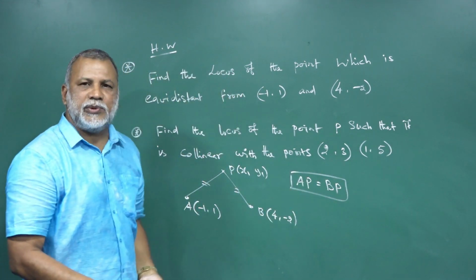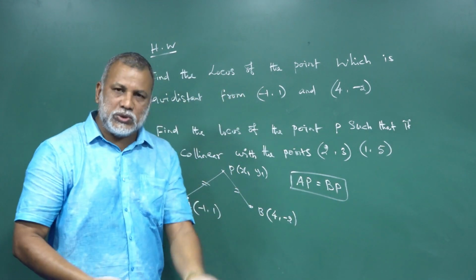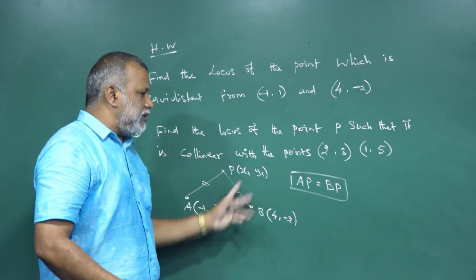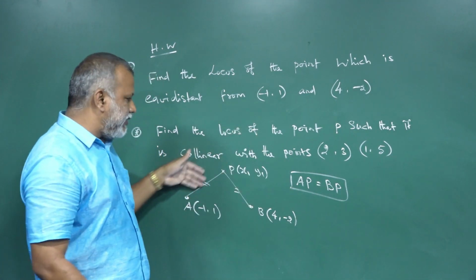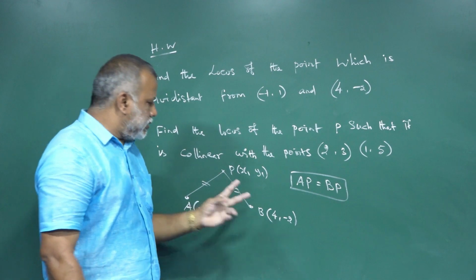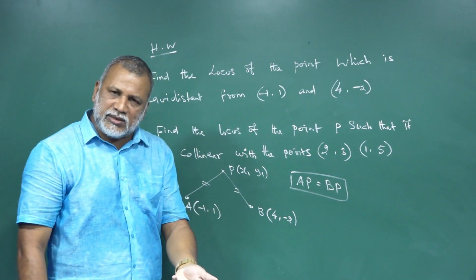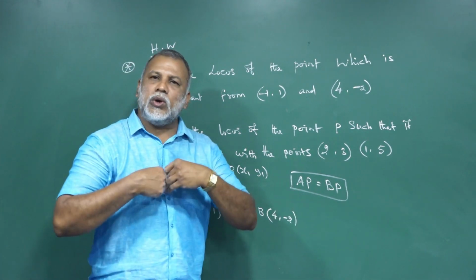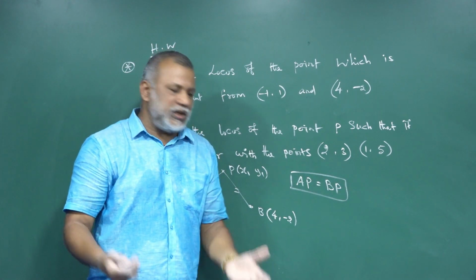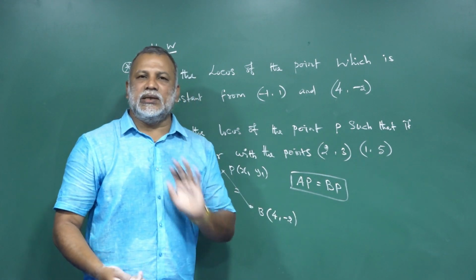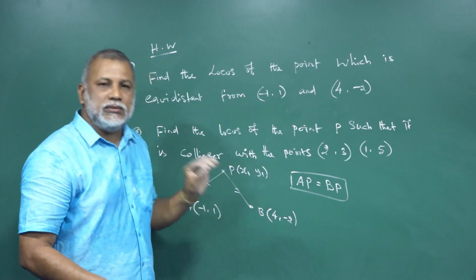This is the explanation for the first question. Already we used the same concept. AP equal to BP. Then what is the meaning of AP? Distance between 2 points. What is the name of BP? Again, distance between the 2 points. Then if you want to avoid the root family, square both sides, expand, and you can get the result. So dear students, try this one.